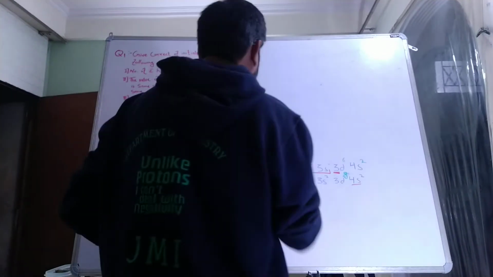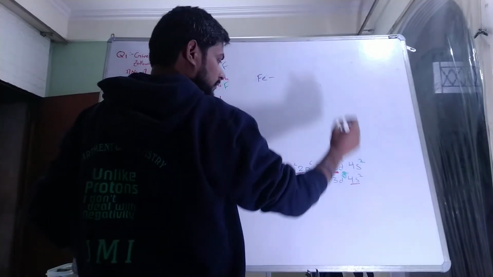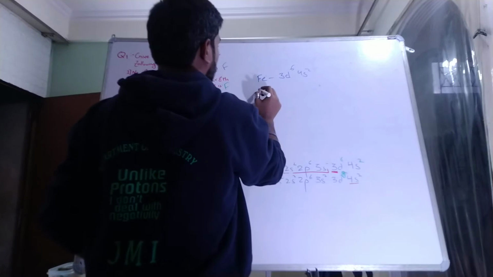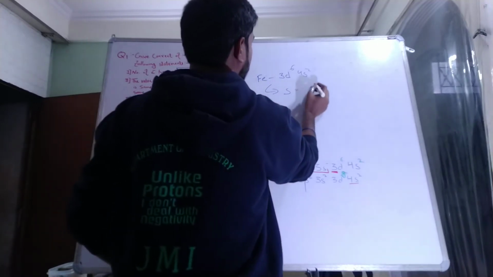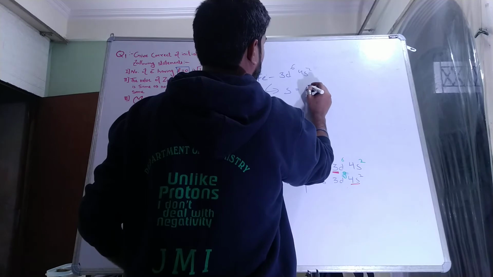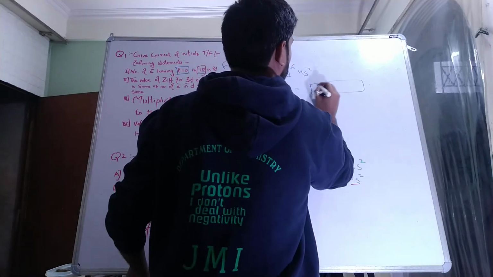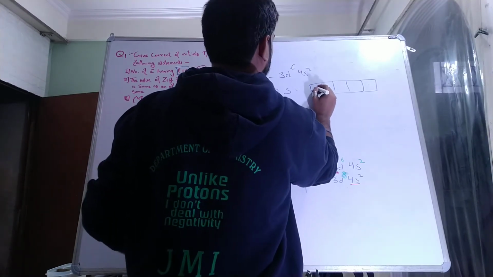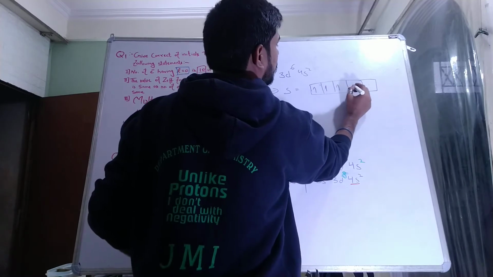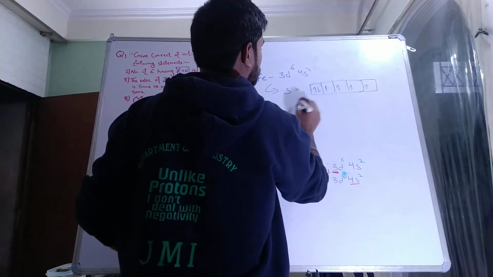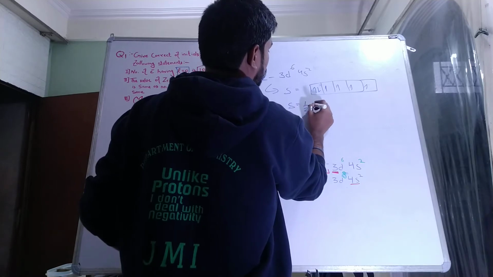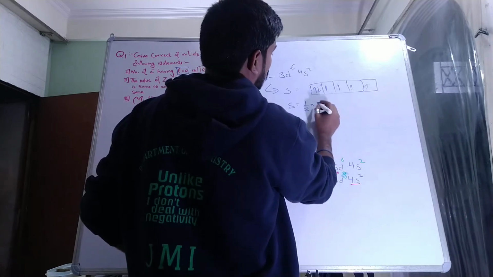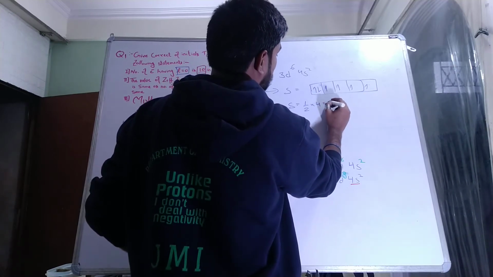So for iron we have 3d6, 4s2, and so S will be, we have to fill 6 electrons, 1 2 3 4 5 6. So S is equal to half multiplied by the number of unpaired electrons. We have here 4, so it will be 2.